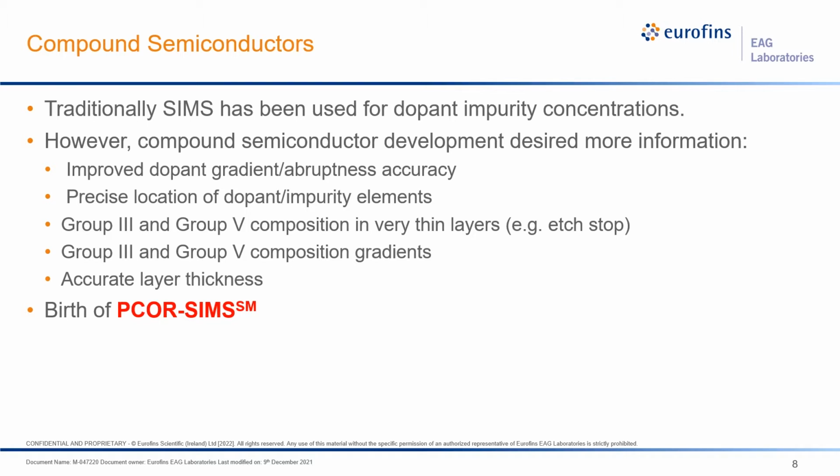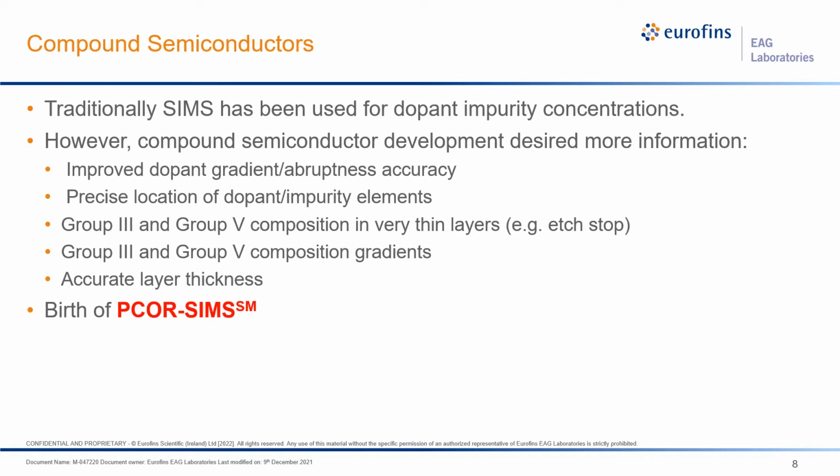And one of the other things, especially in photonics, is the gradients of these group 3 and group 5 elements, and seeing if SIMS can actually help out with the shape of these composition gradients, which you cannot measure with any other means as easily as SIMS can. But when you're measuring the dopants in SIMS, accurate layer thickness is very, very important for you to determine the distribution of a dopant, especially in a very thin layer.